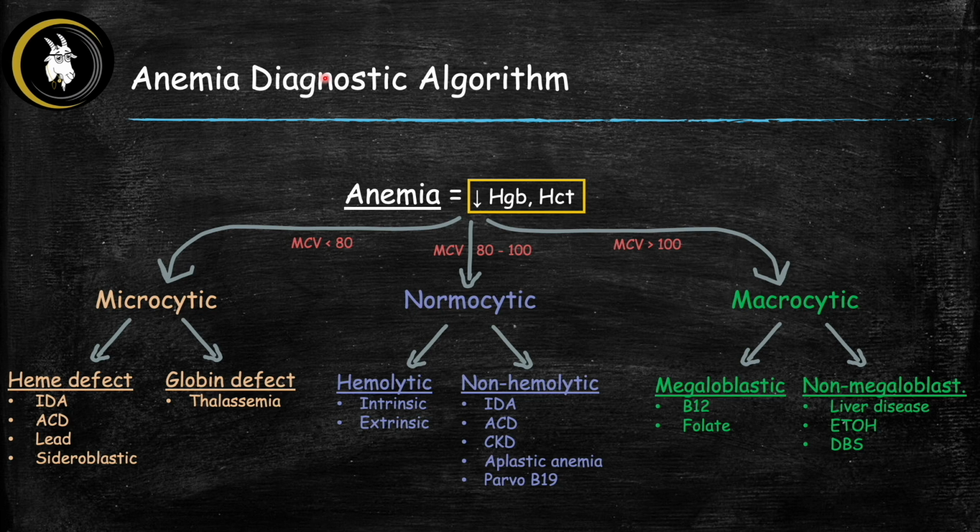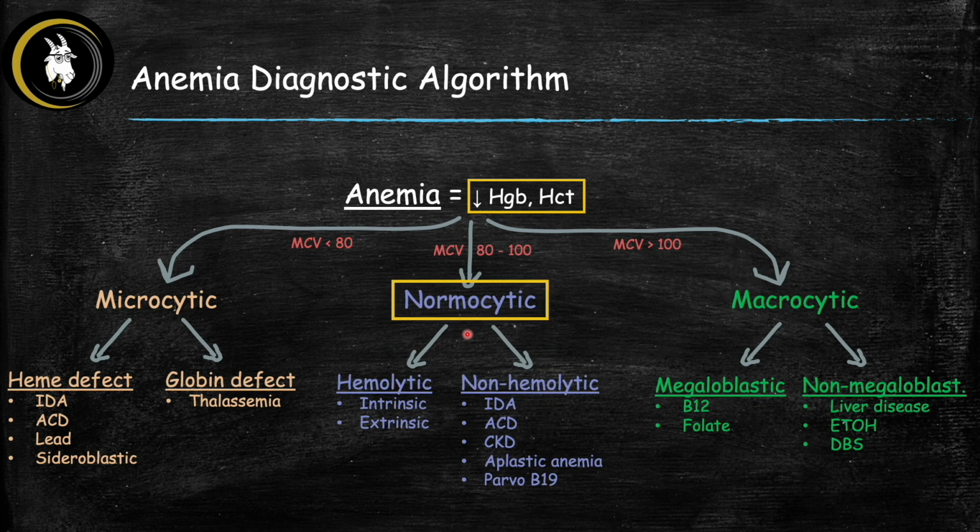So we use a diagnostic algorithm to help us narrow the differential diagnosis, and this algorithm uses the MCV of the red blood cells. Diseases that cause anemia with low MCV are going to be put in this bucket of microcytic anemia. Those with normal MCV are going to be in this bucket of normocytic. And finally, those with high MCV are going to be in this bucket of macrocytic. And in this video, we're going to focus on this category, which is normocytic anemia.